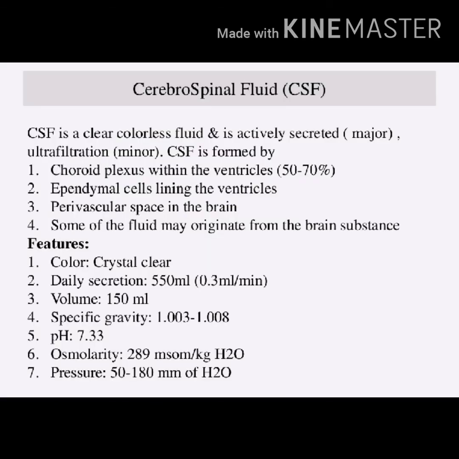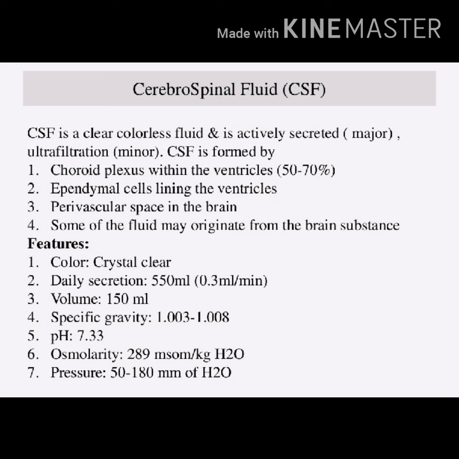Next we move on to cerebrospinal fluid, which is a clear and colorless fluid. Keep in mind it is actively secreted for the major part, and ultrafiltration is a minor part. The cerebrospinal fluid is formed by the choroid plexus within the ventricles, 50 to 70 percent, and the ependymal cells lining the ventricles and the perivascular space in the brain. Some of the fluid may originate from the brain substance.